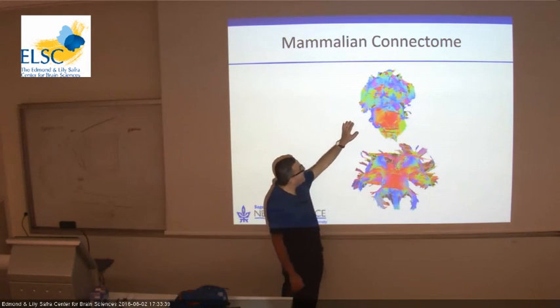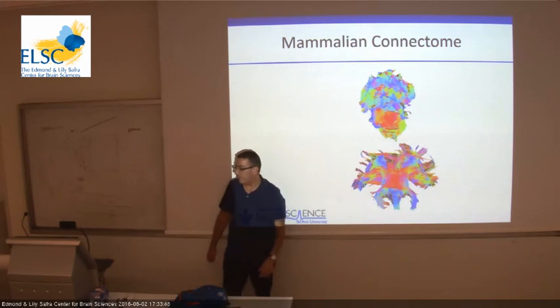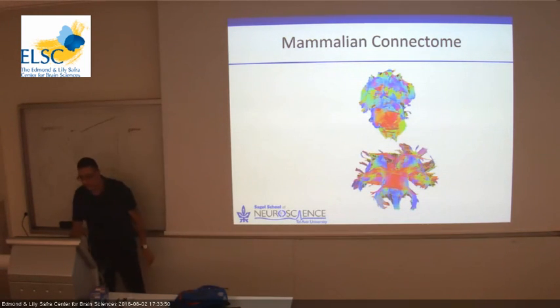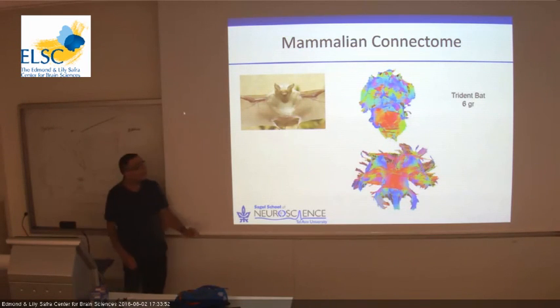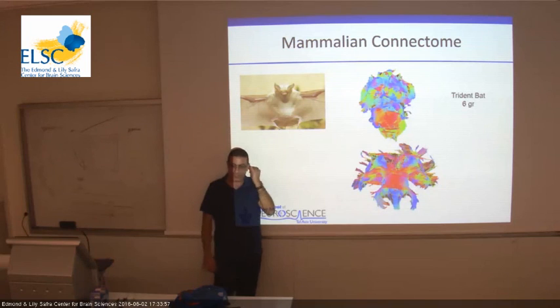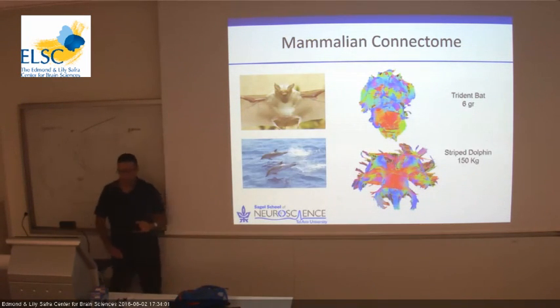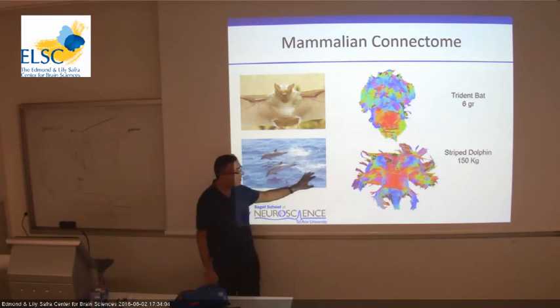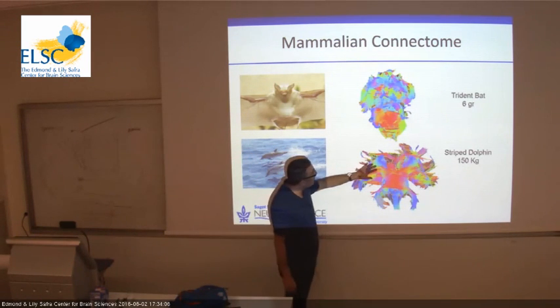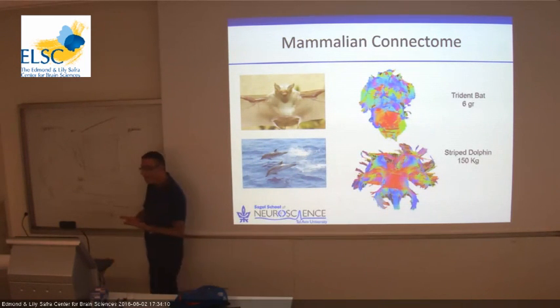So these are the fiber tracks that were extracted for the smallest brain that we measured, and this is for the largest brain that we measured. This is the trident bat. The entire bat, which is about the size of a finger, weighs 6 grams. And this is the striped dolphin; the entire dolphin weighs about 150 kilos. And you can see that the amount of information that we get is comparable.